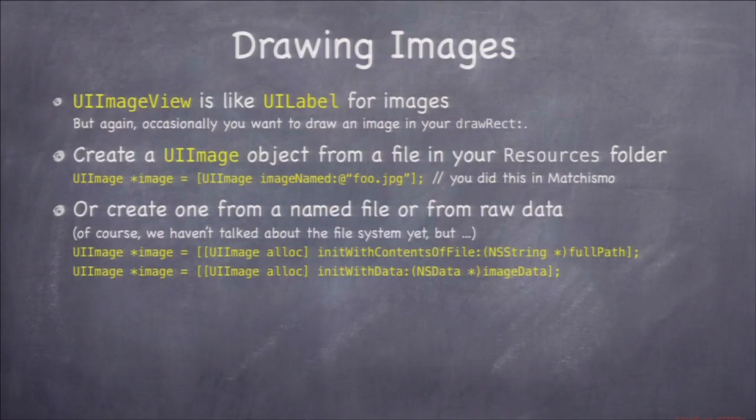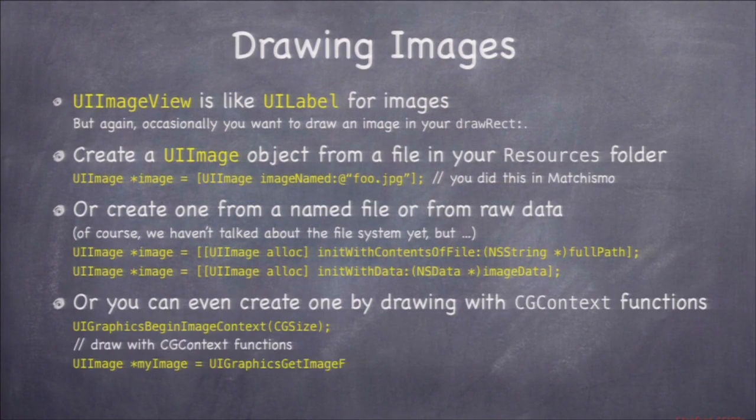But that's how this is working, for those of you who are wondering. Drawing images is almost the same, but instead of an NSAttributedString, you get a UIImage. So you know how to get one out of the image asset library with image name. There are other ways you can create them from files. You can even draw into an off-screen bitmap to create a UIImage.